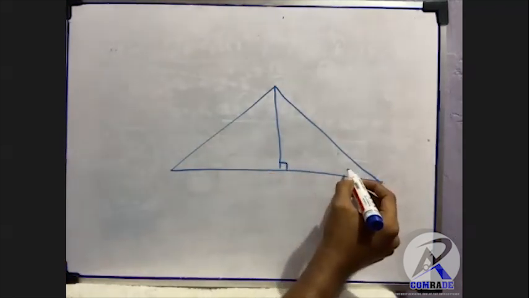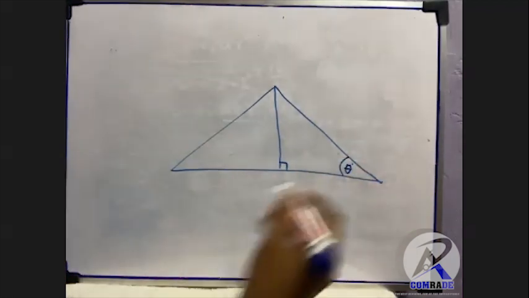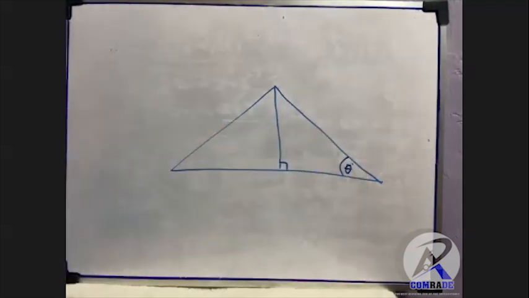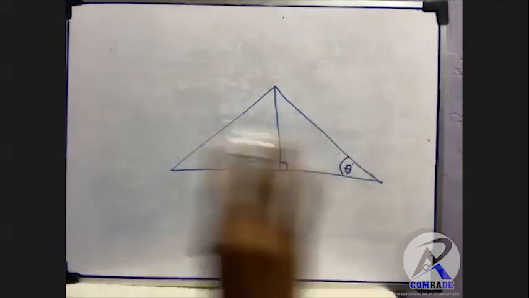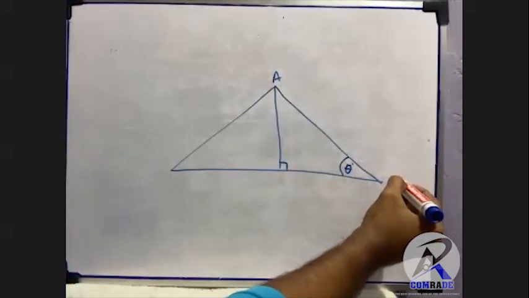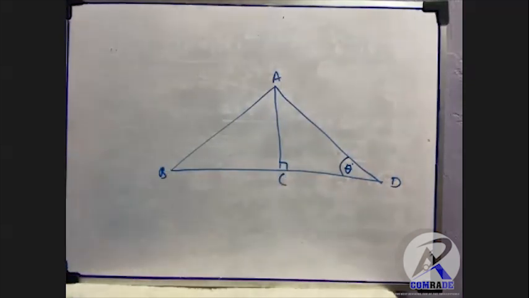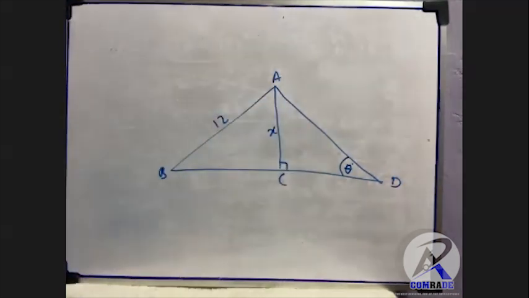Right here it is theta. Don't be scared of this theta. I could put A, B, C, but usually for angles they use theta, beta and so on. So theta is a symbol. Here A, B, C. And here 12, here it's x centimeters, and this angle is 30 degrees.